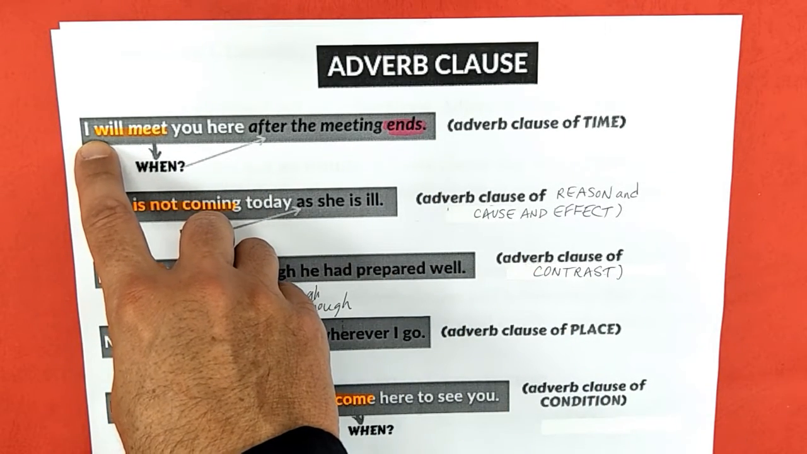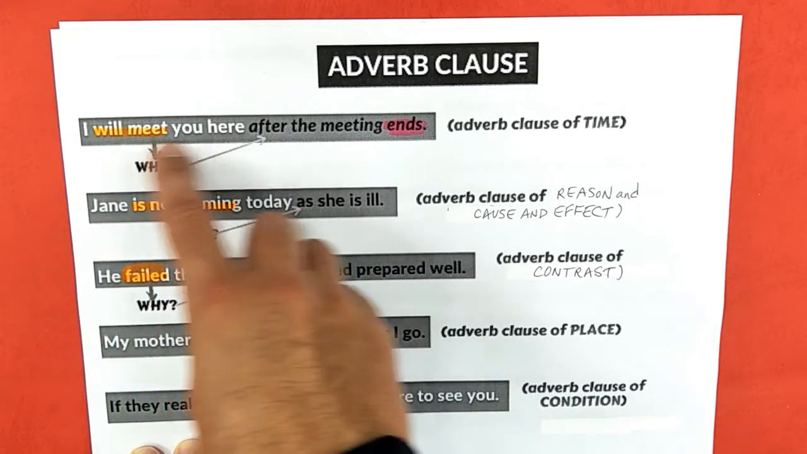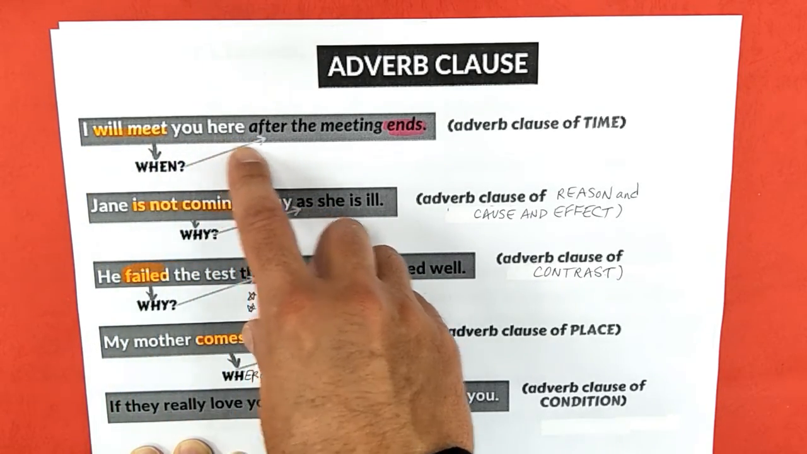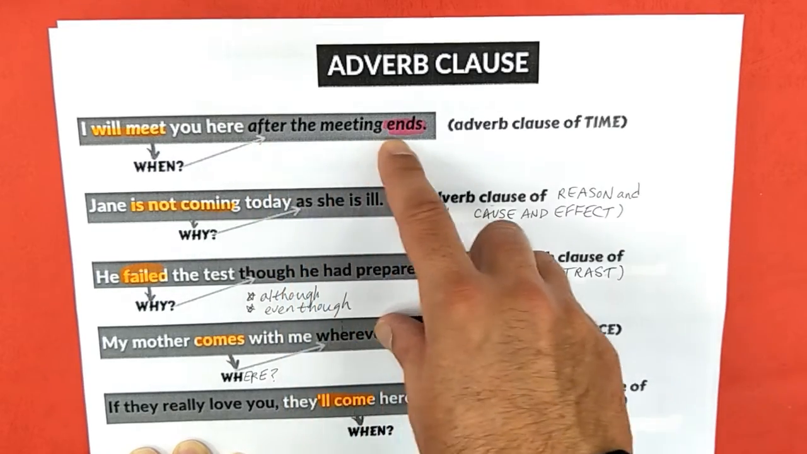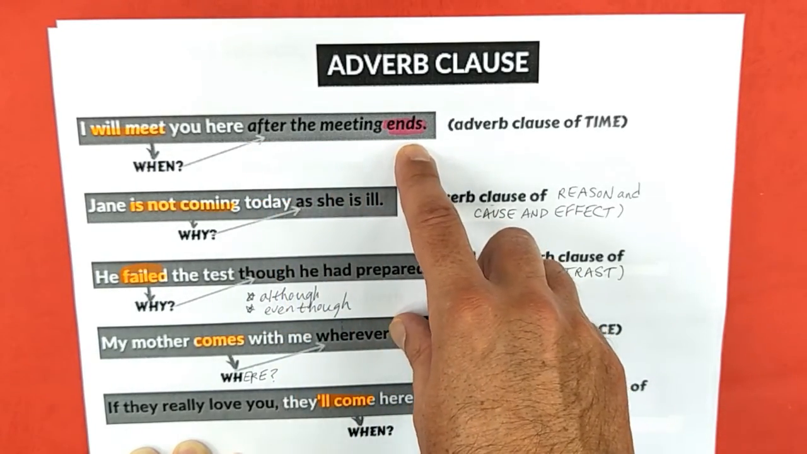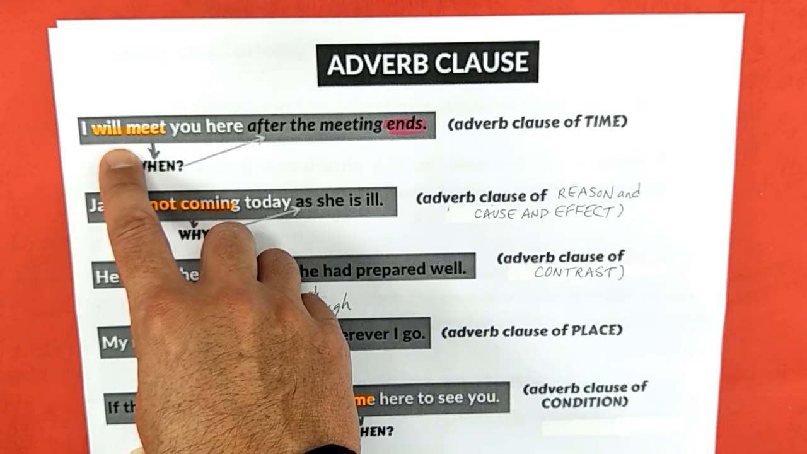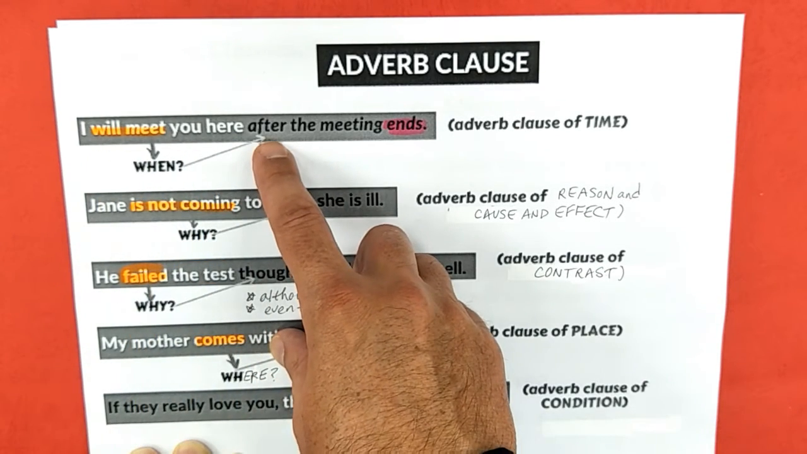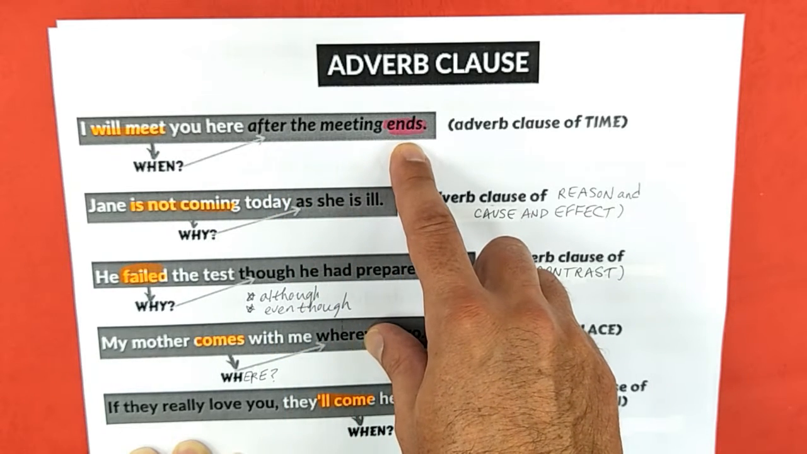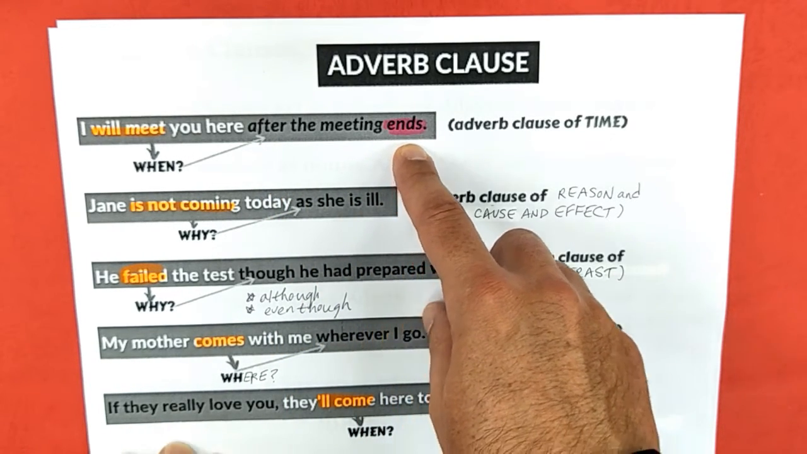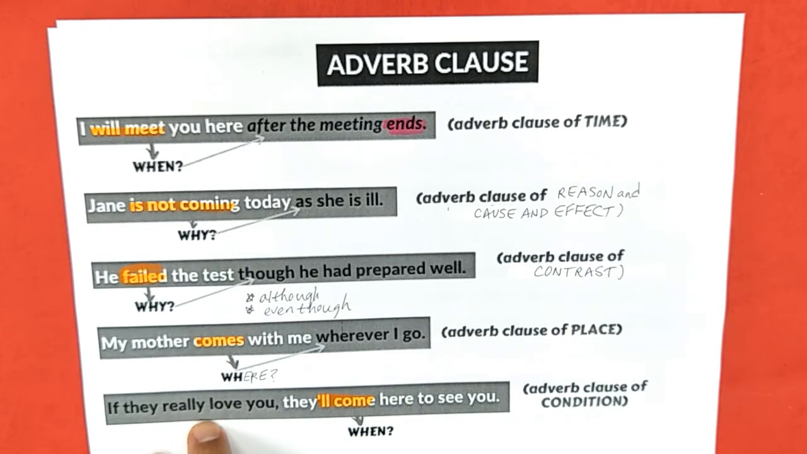This is the main sentence. This is the most important sentence. I will meet you here. That's important. This is telling you when. This is not so important. This is important, and this can have a future tense. But the adverb clause of time cannot have future. You see? Look at here.